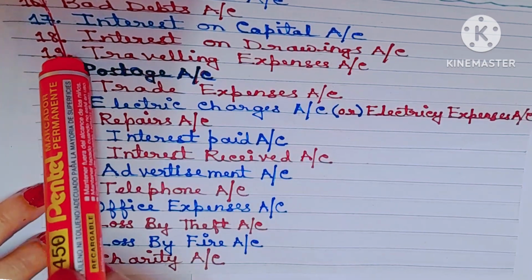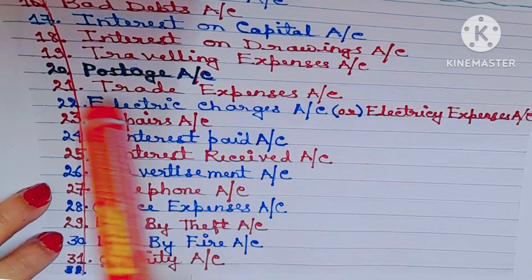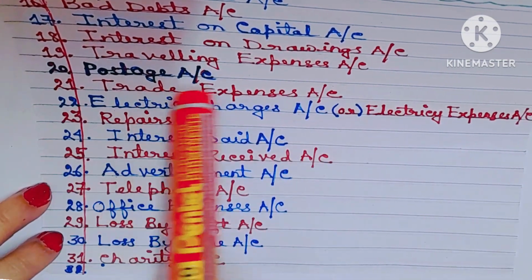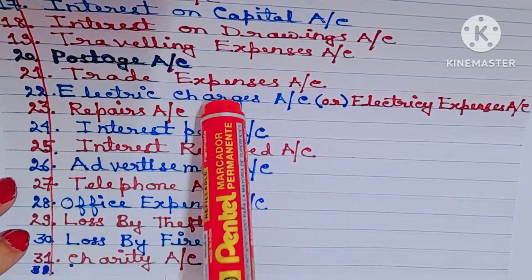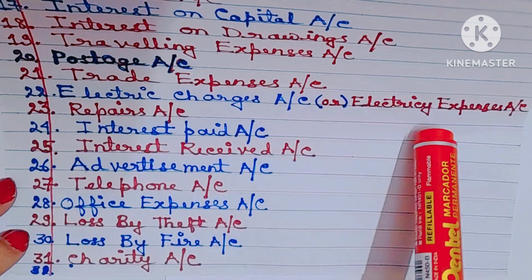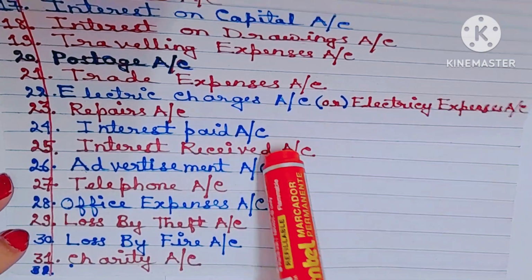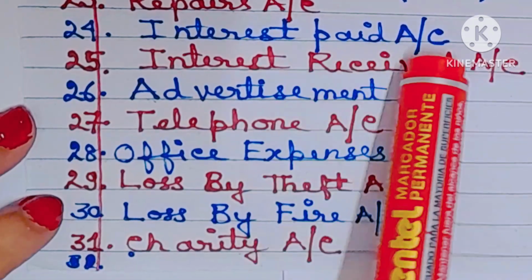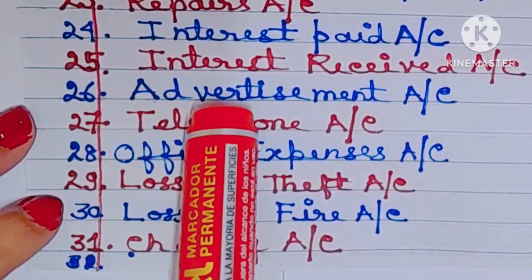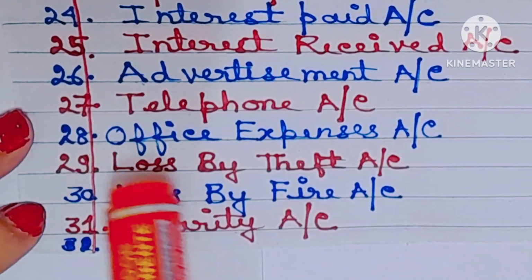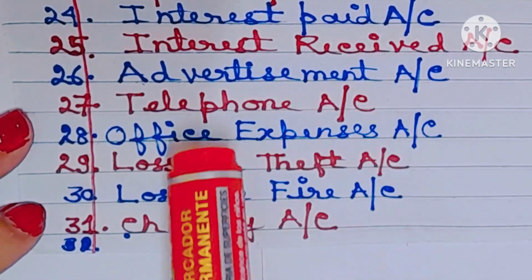Number 18, interest on drawings account. Number 19, traveling expenses account. Number 20, postage account. Number 21, trade expenses account. Number 22, electric charges account or electricity expenses account. Both are correct. Number 23, repairs account. Number 24, interest paid account. Number 25, interest received account. Number 26, advertisement account. Number 27, telephone account or telephone charges account.